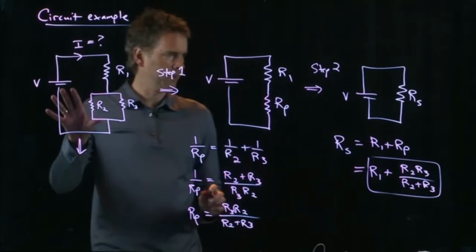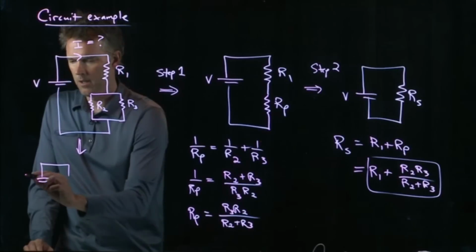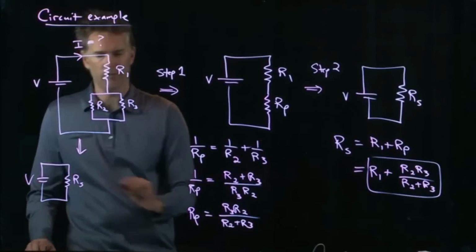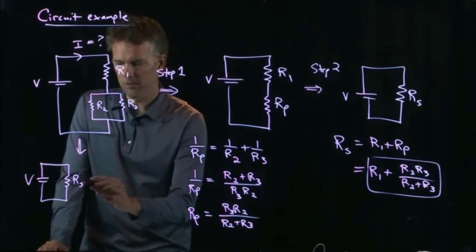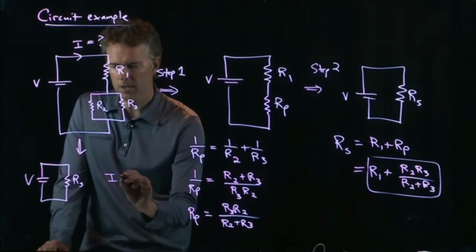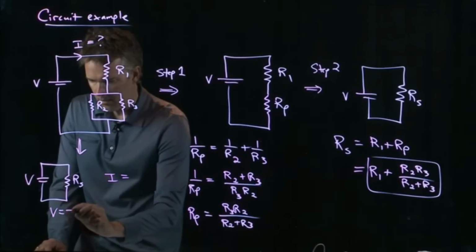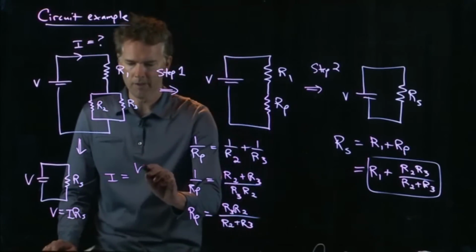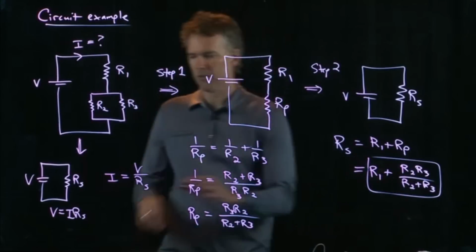Okay, so we've simplified the circuit to that. One battery, one resistor, and it has a value of R sub S. And if you're calculating what the resistance is, R sub S, you just punch in some numbers there. If you want to calculate the current now, you can go back to Ohm's law. If you have a simple circuit, then Ohm's law applies. And so I is just going to be V divided by R sub S, where this thing is your R sub S.